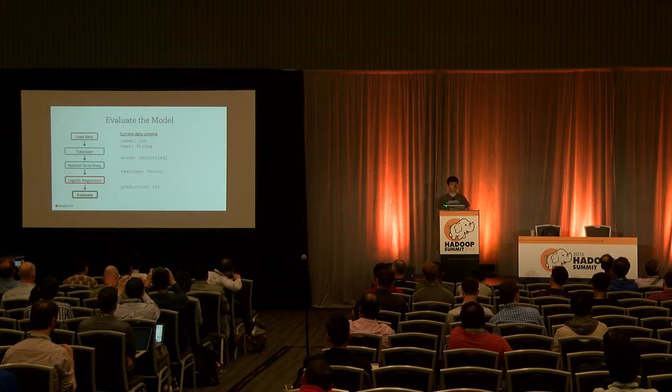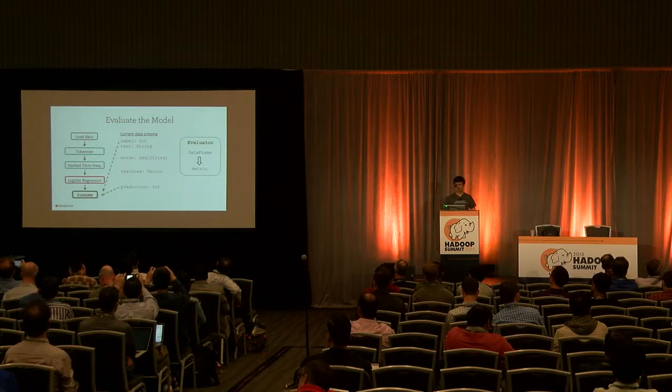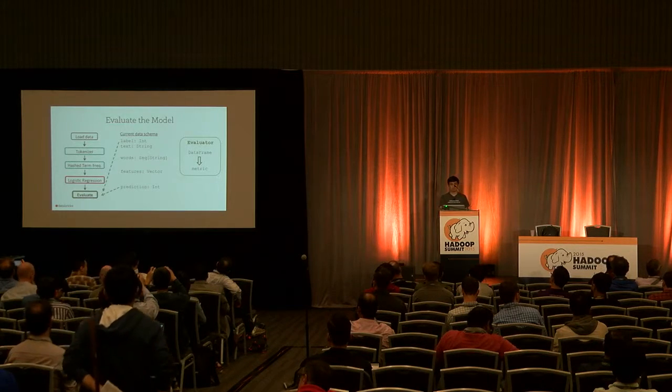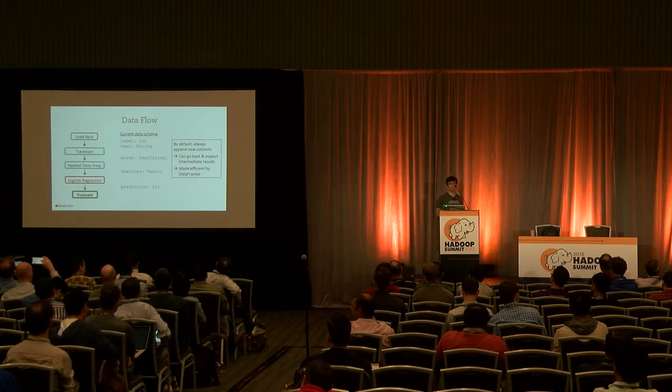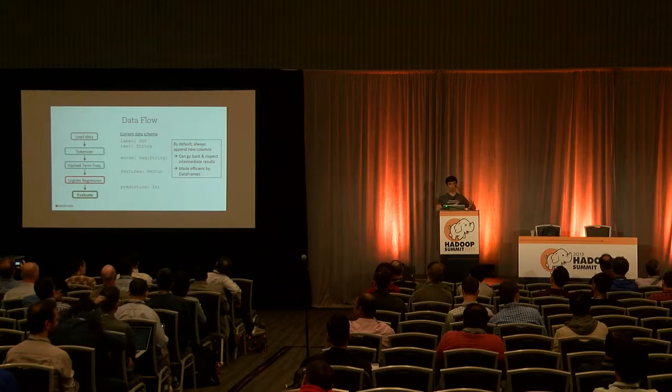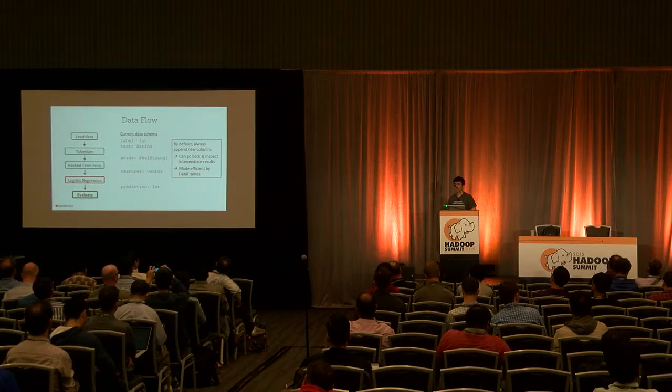And then finally at the end, we'll evaluate, and that will look at the true label column and our predicted label column, compare them, and basically tell us how we did in some metric. So you'll notice by default, we're always appending new columns. Now the pro of this is that at the end, you have a single data frame, and you can go back and inspect intermediate results in any of the columns generated during the pipeline.